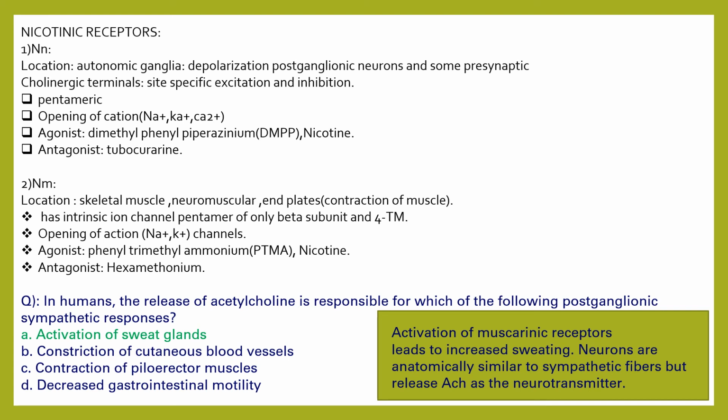Here it has an intrinsic ion channel pentamer of only beta subunit and has 4 transmembrane. Opening of Na plus K plus channels occurs. Agonist is phenyltrimethylammonium and nicotine. Antagonist is hexamethonium.